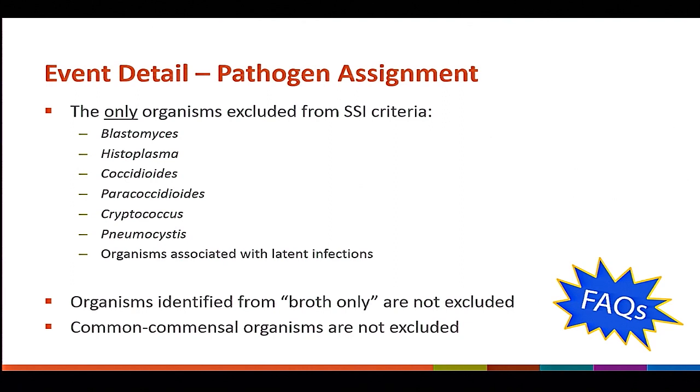And another thing we're often asked about is if an organism is identified from broth only, can it be used to meet SSI criteria? And the answer is yes. Broth is a culture media that can be enriched to identify organisms that might otherwise be missed on other growth media. So these are eligible organisms to meet SSI criteria. And I also want to mention that common commensal organisms are not excluded from meeting SSI criteria.